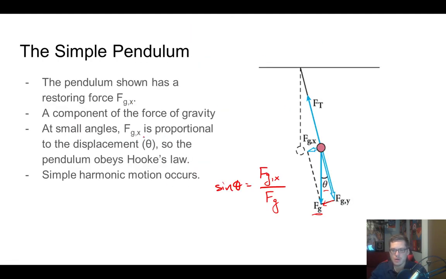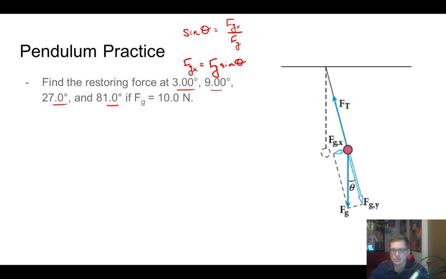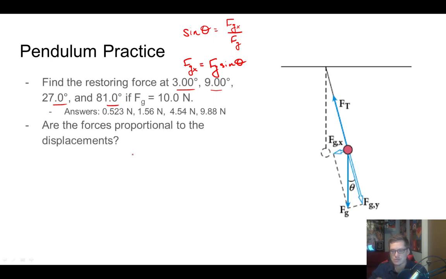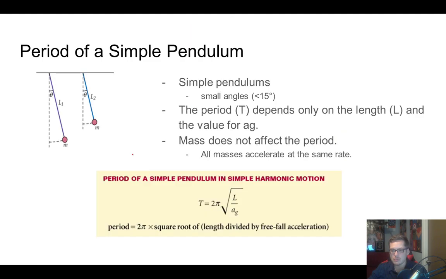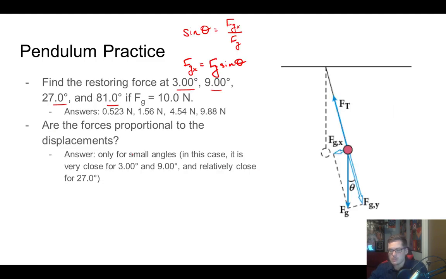It says for small angles, FG of x is proportional to the displacement, or your theta. So as long as you stay within a narrow degree change, you're going to be following simple harmonic motion, and you'll be able to use Hooke's law, which is essentially this graph here, in order to predict our motion. But once you get past a certain value, you start to veer away from Hooke's law's prediction, and so you get less and less able to predict what occurs.